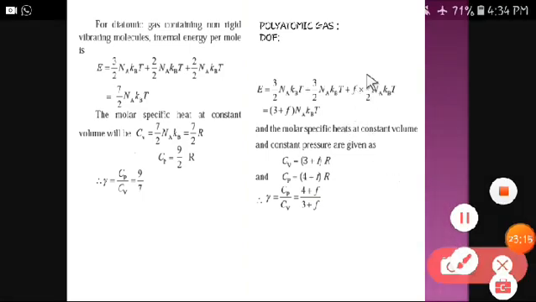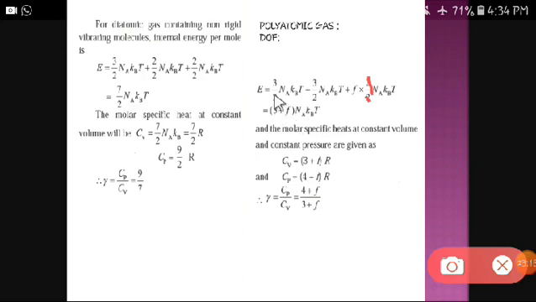Here this 2 and 2 will get cancelled, and you are getting 3 by 2 NakBT here and 3 by 2 NakBT. By adding 3 and 3 we get 6 by 2, and 6 by 2 will be 3, right? NakBT and NakBT are common, so we are getting (3 plus f) NakBT. I hope you got this equation. 3 by 2 NakBT plus 3 by 2 NakBT will be 6 by 2 NakBT. 6 by 2 is nothing but 3, and here it is plus f. So (3 plus f) NakBT.